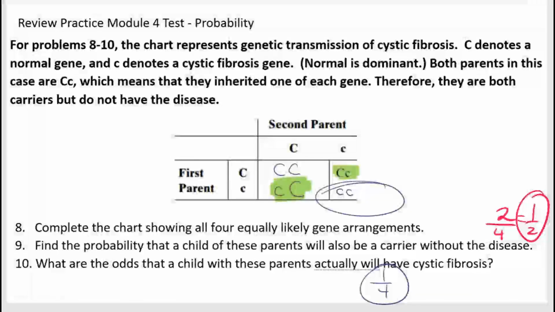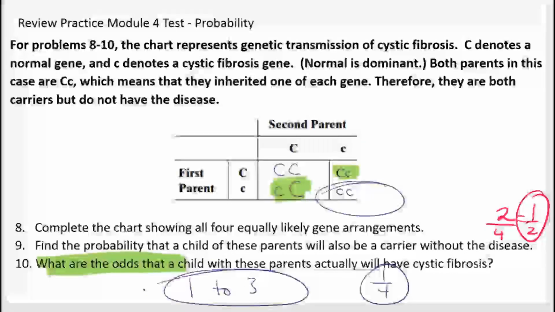Hey, don't go yet. Guess what? I didn't answer the question correctly on number 10. It says, what are the odds? Not what is the probability, but what are the odds the child with these parents actually will have cystic fibrosis. So that's for and against. So we're talking for cystic fibrosis. That's 1. How many are not cystic fibrosis? That's 3. So I'm going to learn like you.